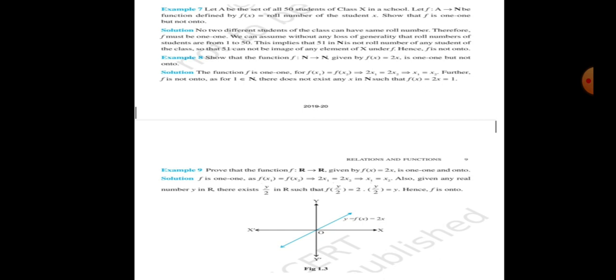Now I am leaving example number 9 for you, and I will also send the PDF of the work, and you need to solve the unsolved examples or exercise problems, and you can see the basics, and you will do the questions and ask me the problems in the next online class.